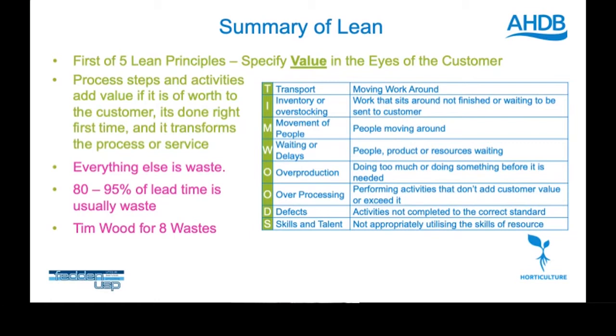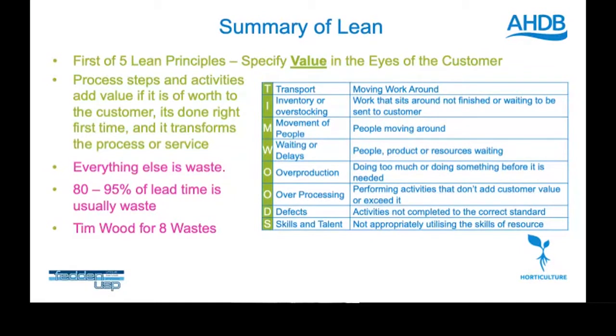Waiting could be waiting for materials, waiting for transport. So it delays, basically, in the process itself where people are waiting for things. Could be waiting for access to weigh scales in a picking area. Overproduction is producing more than what's required. So you're growing more crop than you can sell, or you're lifting more crop than what dispatch can send out the door. So you're going over and above what the customer requirements are.